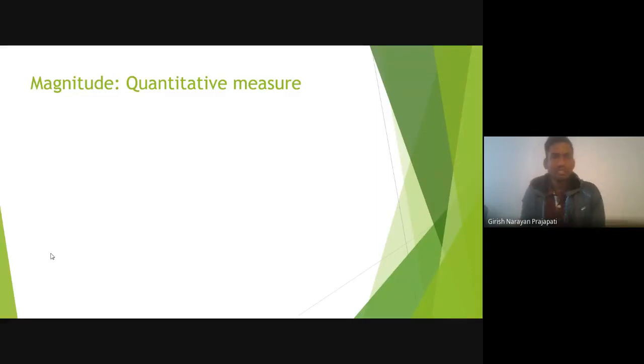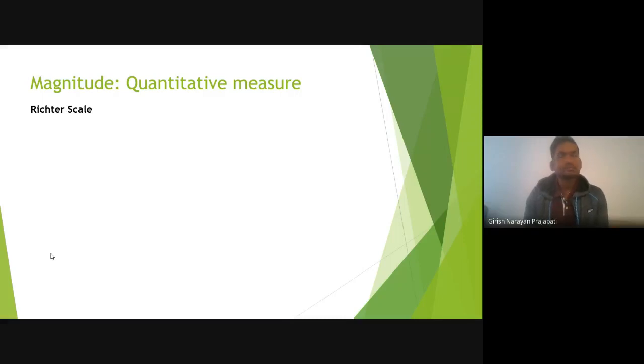Next, how we measure our earthquake. Generally we measure our earthquake using magnitude, which is the quantitative measure. Magnitude is a quantitative measure of the actual size of the earthquake, and generally it is measured using the Richter scale. We use the Richter scale to measure the earthquake.